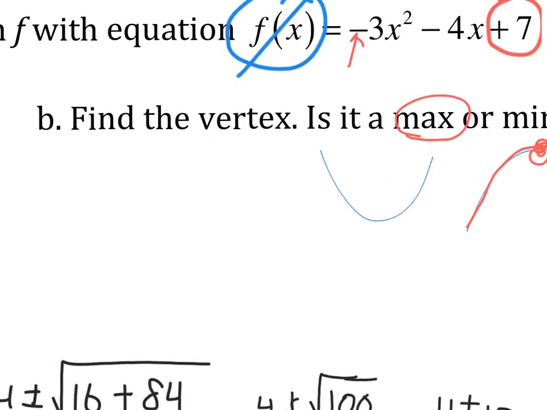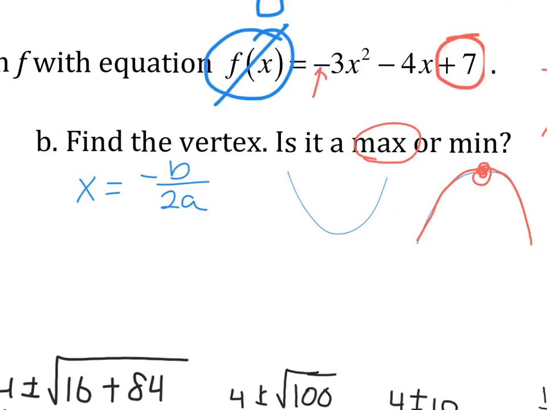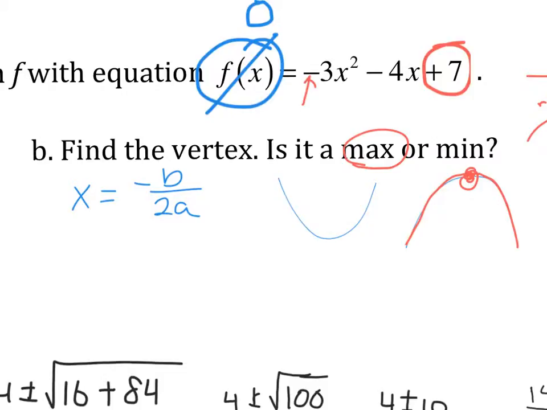So let's now find the vertex here. If you recall how to find the x-coordinate of the vertex, x equals negative b, all over 2a. So it's everything but the discriminant. It's just negative b over 2a. So all we have to do is plug in the values.